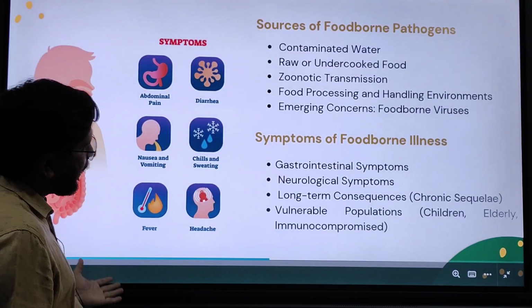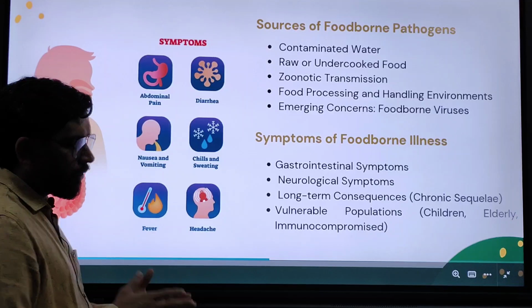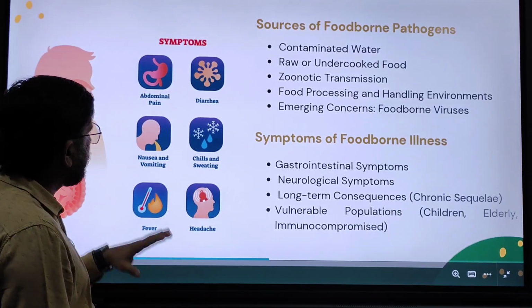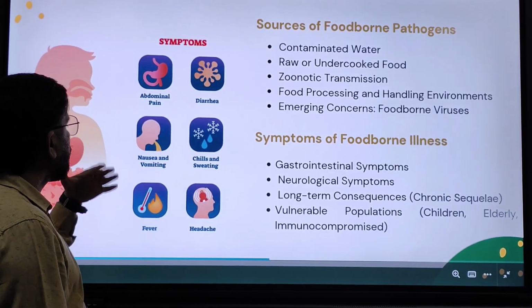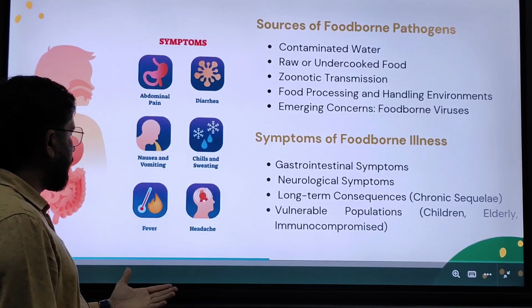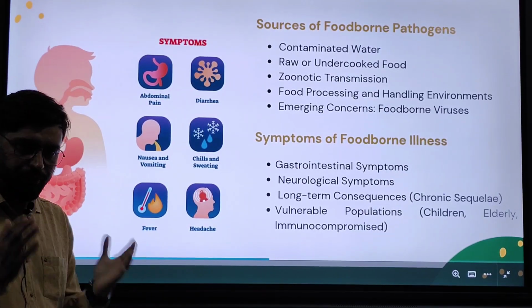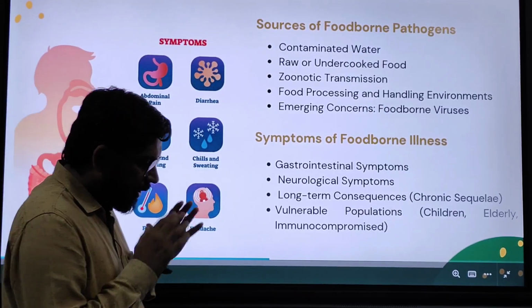The symptoms might vary based on the individual. For example, abdominal pain, diarrhea, nausea and vomiting, chills and sweating. Sometimes it may cause fever, and also it causes headaches.